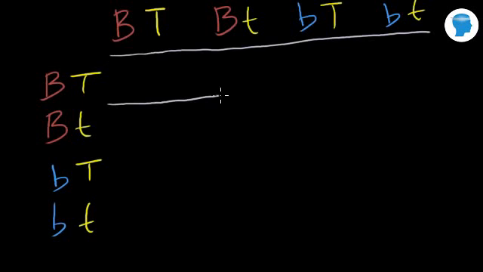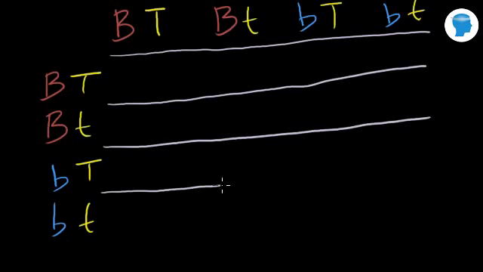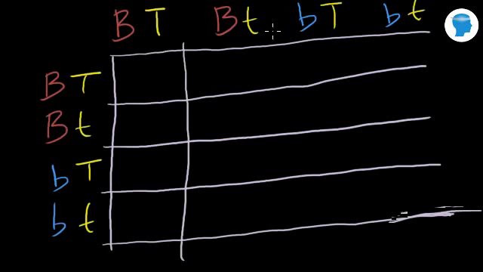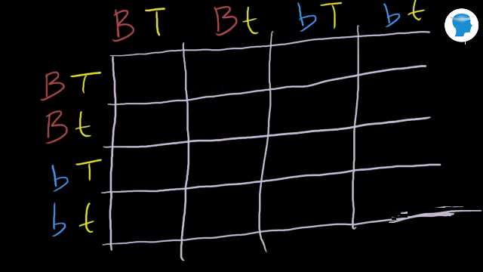So let's draw what we can call a super Punnett square, because instead of 4 combinations, we now have 16 combinations. Why 16 combinations? Let me write that out. So there are 16 different combinations, and let's write them all out.